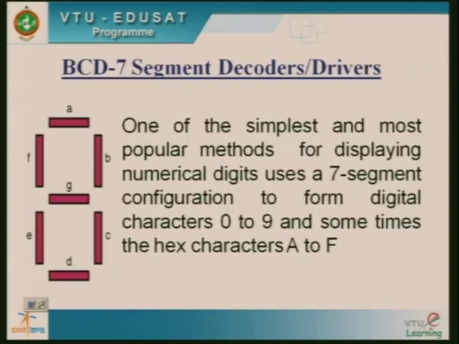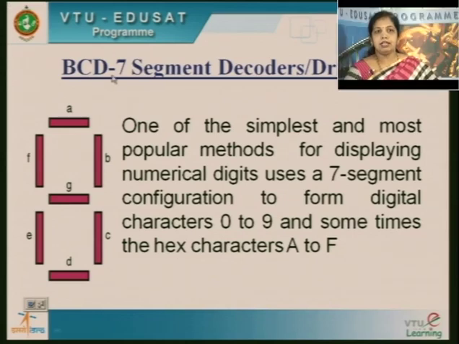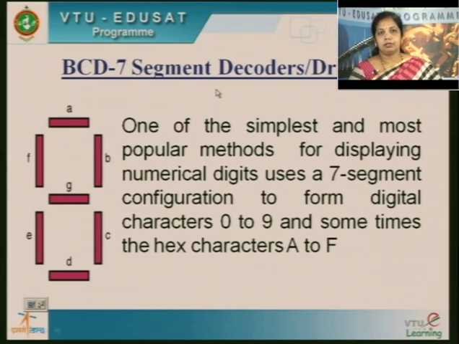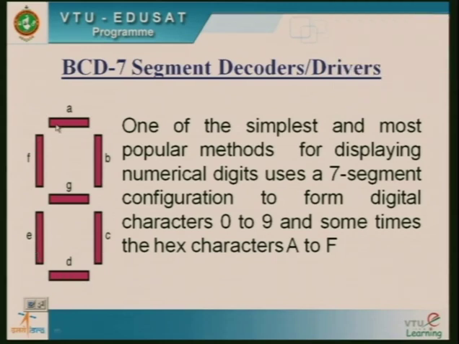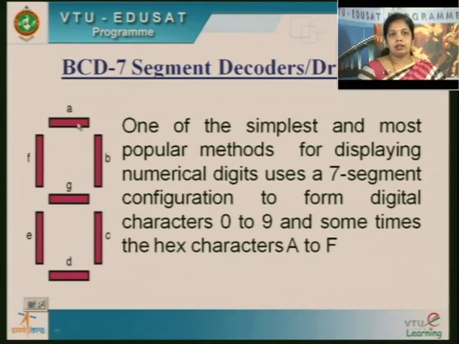The next example, or an application where I can use decoders, is the BCD to 7-segment decoder. So what exactly is BCD to 7-segment? You can see here there are segments. Each red line represents one segment. The segments are named A, B, C, D, E, F and G. So totally we have 7 segments.